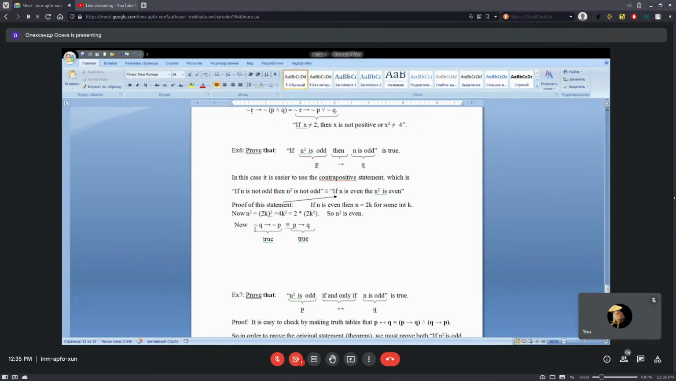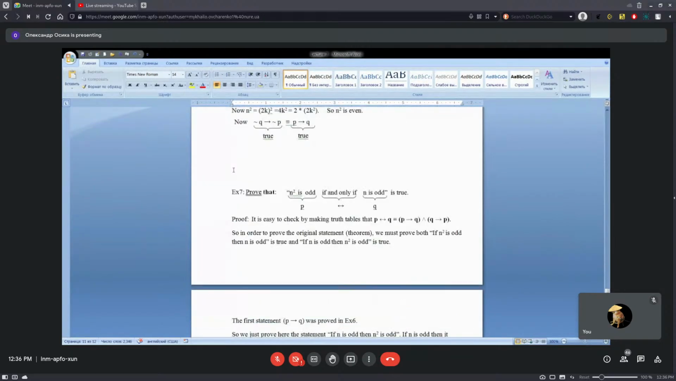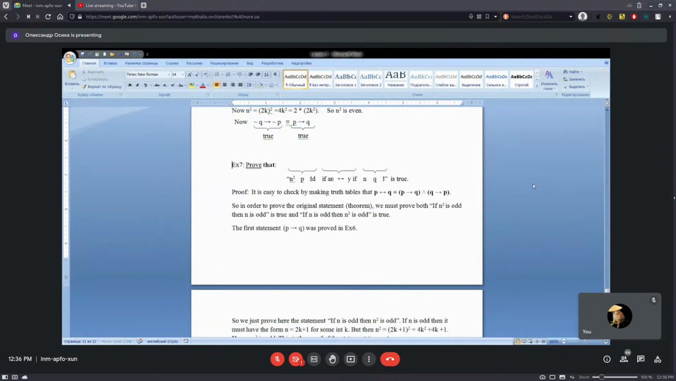Now, if n squared is even, from here it follows, just a moment. What did we prove? From here it follows that the original statement P implies Q is also true, and this was what we had some problem in proving. Okay, that's why sometimes it is easier to start the proof from the contrapositive statement if we know how to use it.